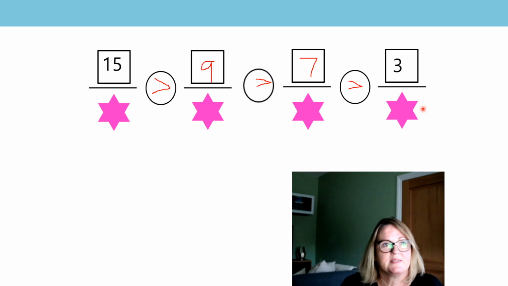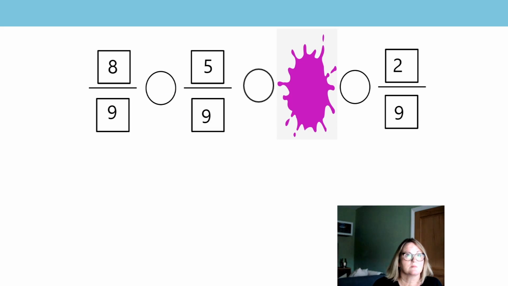I know the denominators are the same, so I'm going to order by the numerators. I know that 15 is greater than 9, it's greater than 7, it's greater than 3. Is that the only way I could have solved this? No, there are lots of different ways, and you might have different numbers. You just need to check that it follows the rules. Now let's have a look at this one.